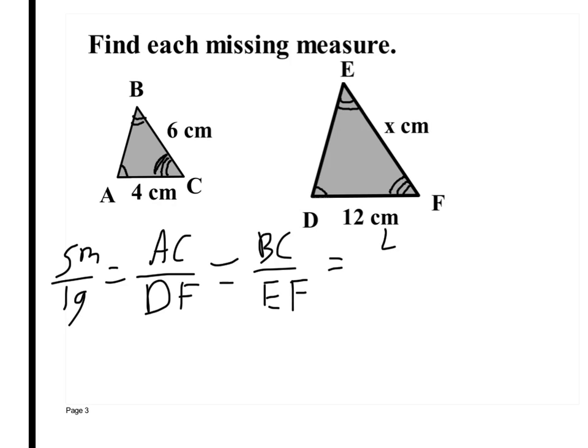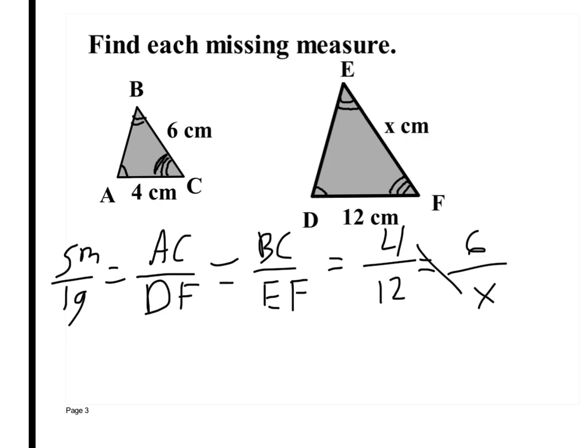AC is 4. How far is DF? How long is DF? 12. BC is 6. EF is X. I don't know how much that one is. Do I know how to work a problem like this?